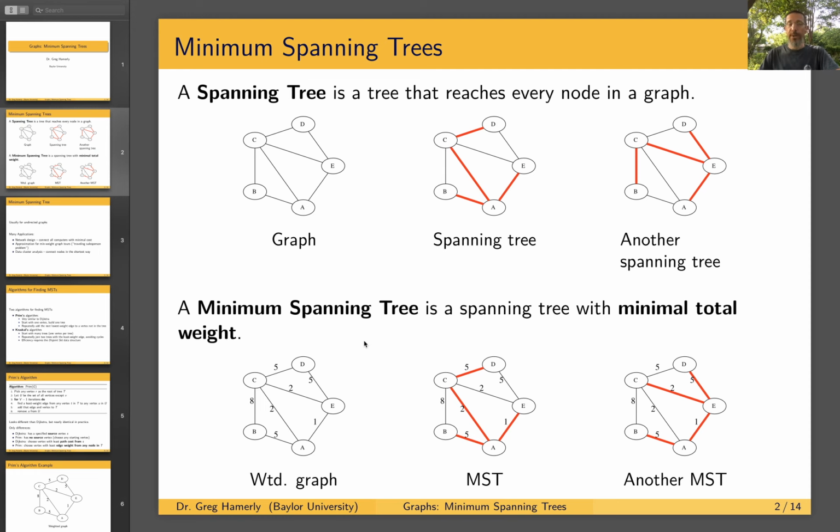Now, a minimum spanning tree takes into account the weights of the edges in the graph and tries to find a spanning tree that has a minimum total weight. Okay, so if this again is our graph, which is weighted, this is a minimum spanning tree, but so is this. And the total cost of this spanning tree is 5 plus 2 plus 1 plus 5, or 13. And same here, 5 plus 2 is 7, 8 plus 5 is 13. Okay, so these are both minimum spanning trees. So again, minimum spanning trees are not necessarily unique.